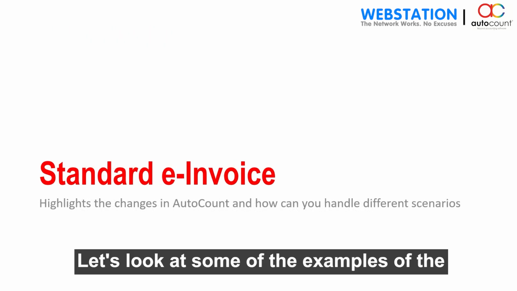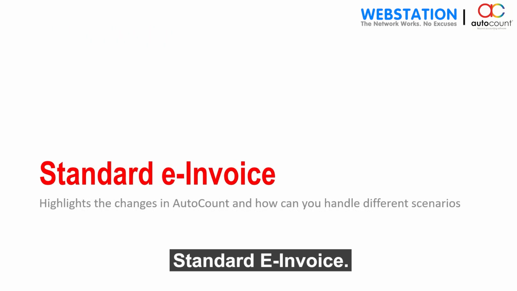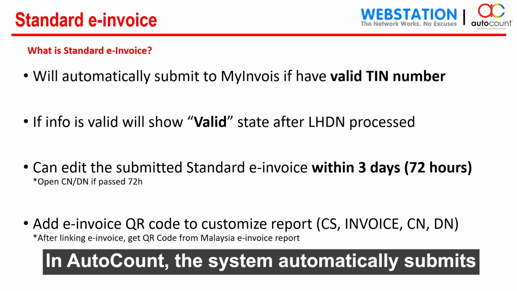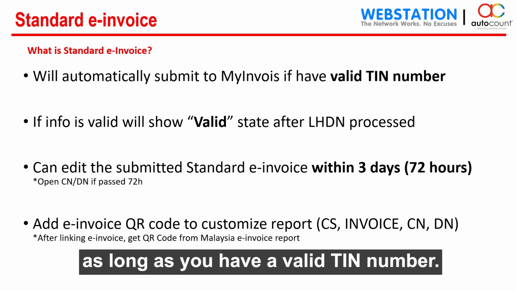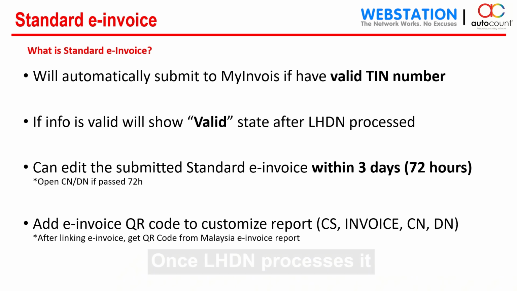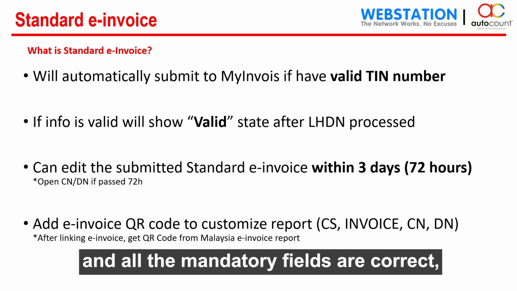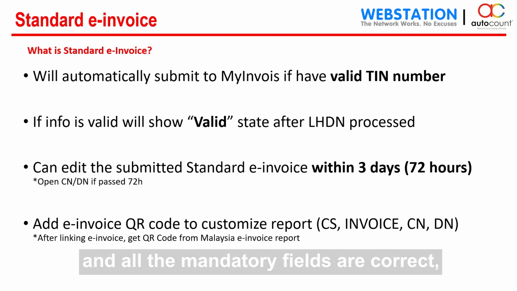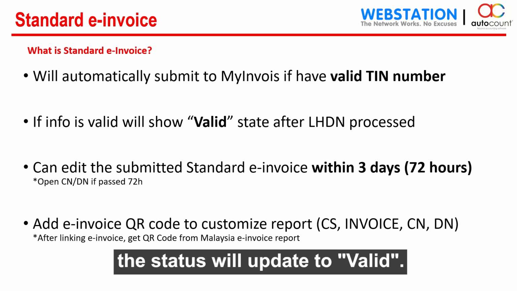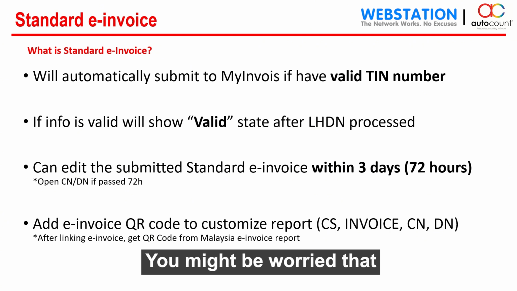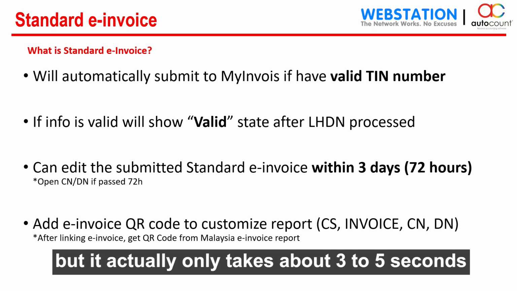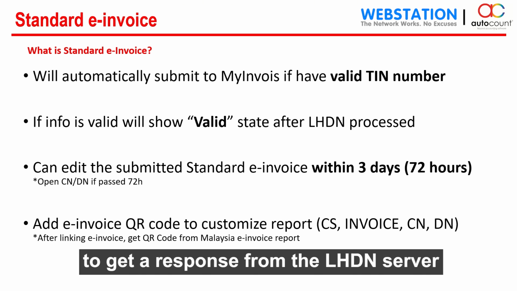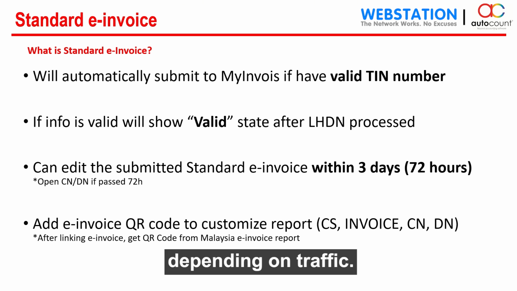Let's look at some examples of the standard invoice. In AutoCount, the system automatically submits the invoice to MyInvoice as long as you have a valid TIN number. Once LHDM processes it and all of the mandatory fields are correct, the status will update to valid. You might be worried that this will slow down your billing process, but it actually only takes about 3 to 5 seconds to get a response from the LHDM server, depending on traffic.